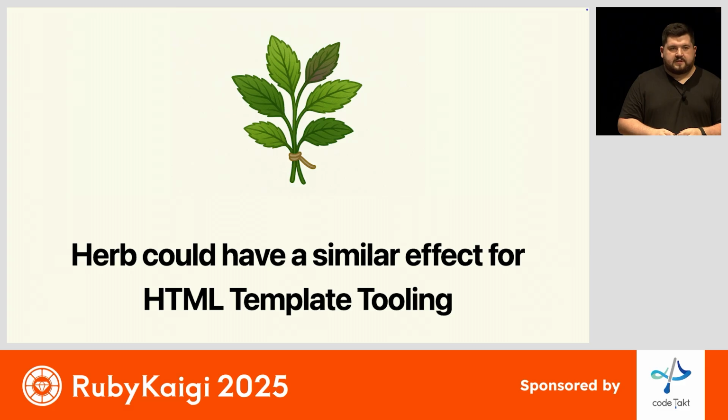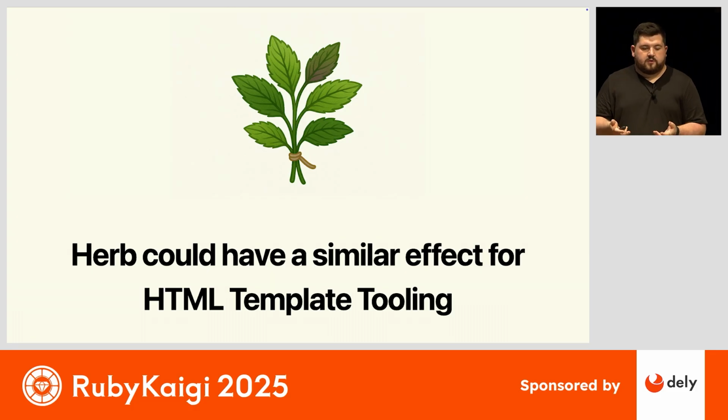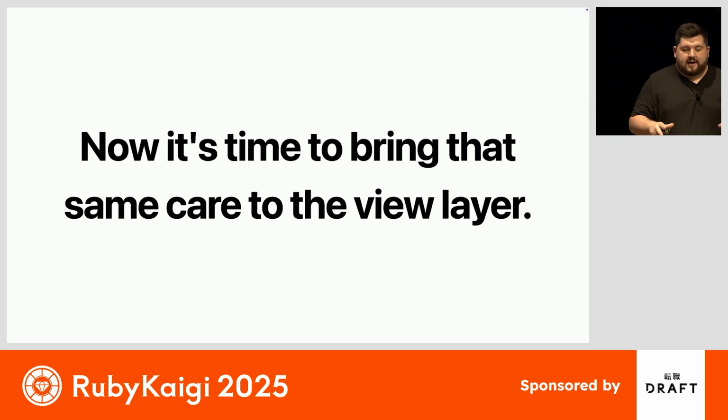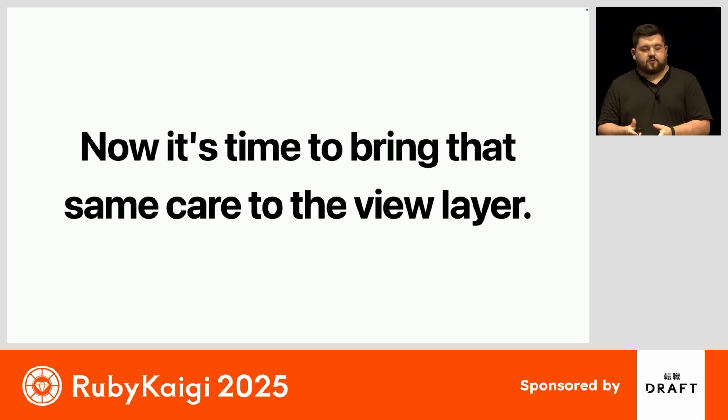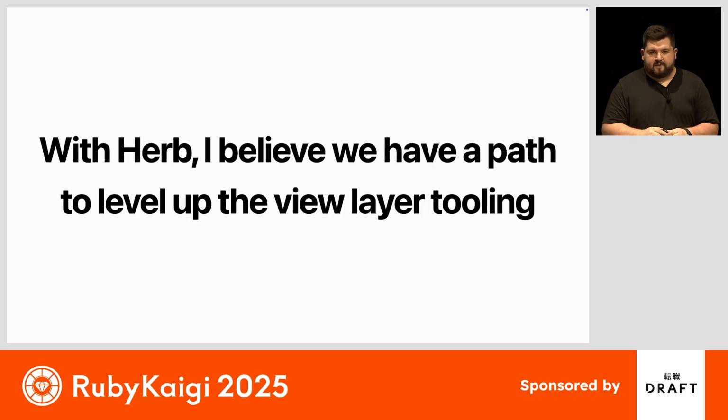And I believe that Herb itself could have a similar impact in the way HTML template tooling works, but also that it could power a more advanced ERB rendering engine that could be used for smarter updates in the front end. And I think it's fair to say that the community itself has built really awesome tooling around the Ruby ecosystem over the last few years. And I think that now it's time to build the same level of tools, with the same care and level of detail, for the view layer as well. And I think that with Herb, we have a path forward to make this happen.